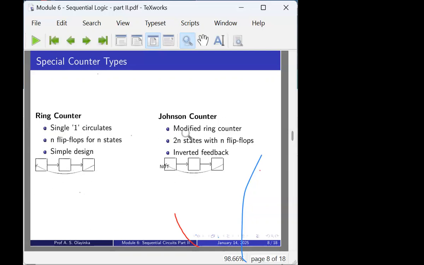The Johnson is a modified version of what you have for the ring counter. You have 2n states with n flip-flops, and then you have an inverted feedback.